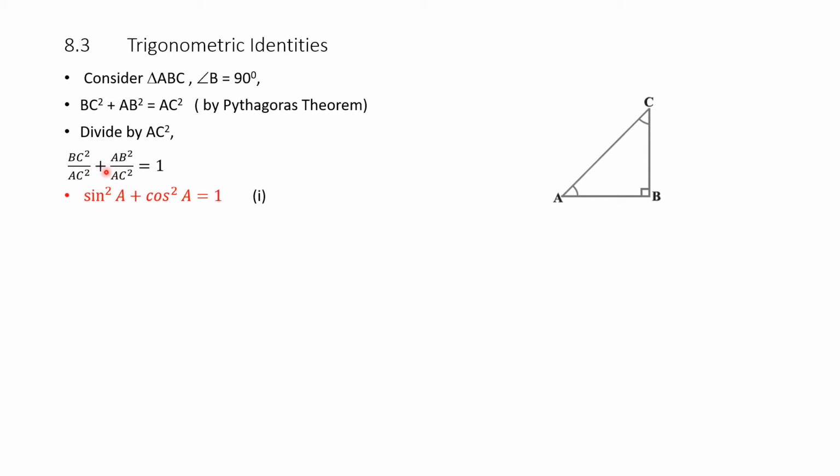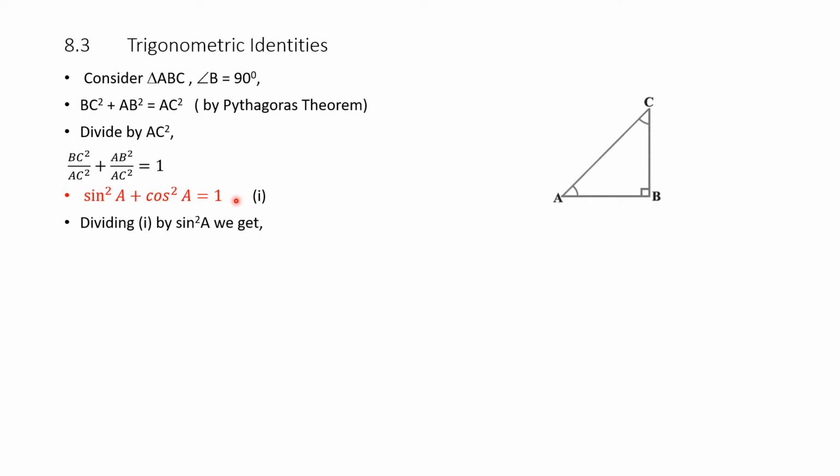BC by AC is nothing but opposite side by hypotenuse, that is sin A. Because square is there both in the numerator and denominator, this becomes sin squared A plus AB by AC squared. AB is the adjacent side, AC is the hypotenuse. Adjacent side by hypotenuse is cos. Therefore, this becomes cos squared A. Therefore, sin squared A plus cos squared A is equal to 1. This is the one trigonometrical identity.